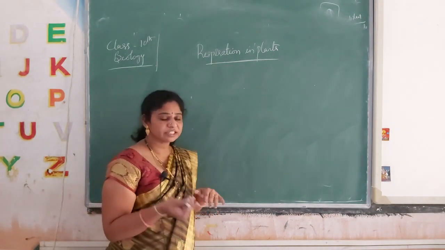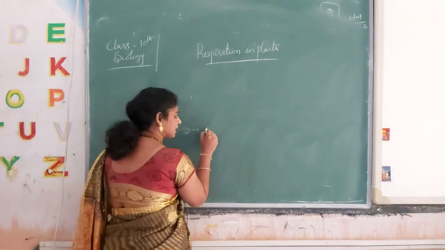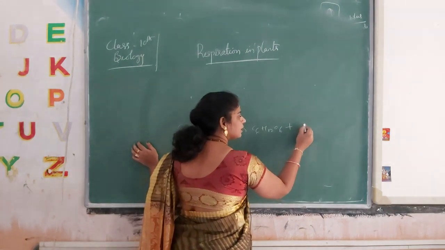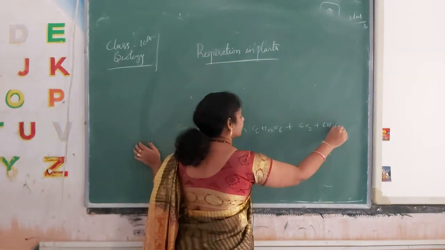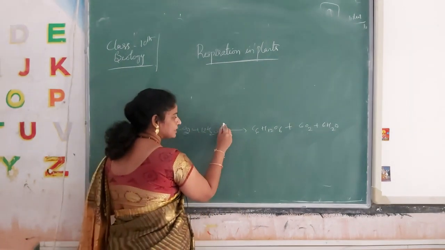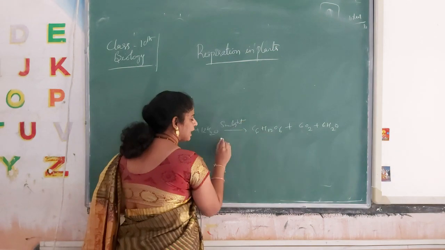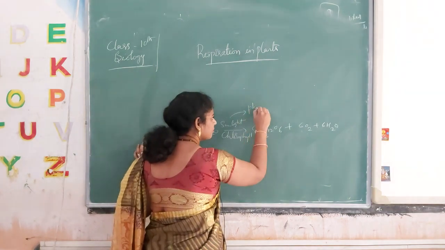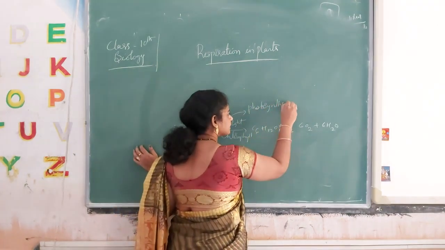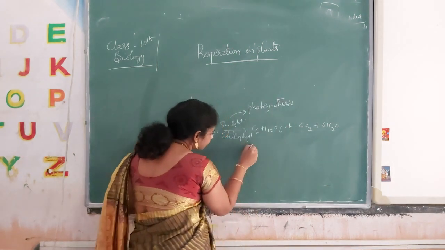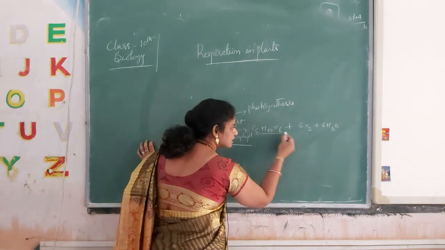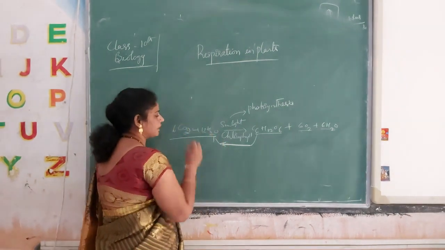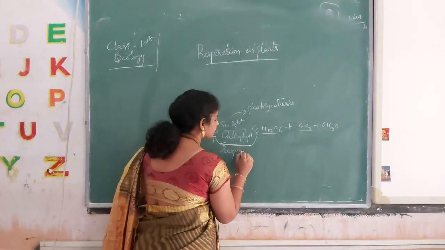Photosynthesis's opposite reaction is respiration. 6CO2 plus 12H2O, in the presence of sunlight and chlorophyll, gives C6H12O6 plus 6O2 plus 6H2O. This is the photosynthesis process. Exactly the reverse reaction, C6H12O6 plus 6O2, gives rise to CO2 and H2O as the end products. This is called respiration.